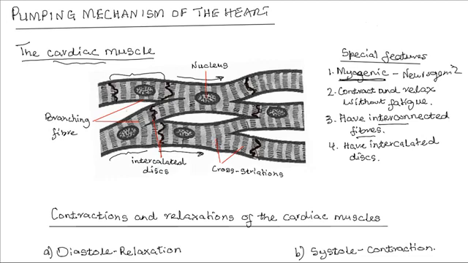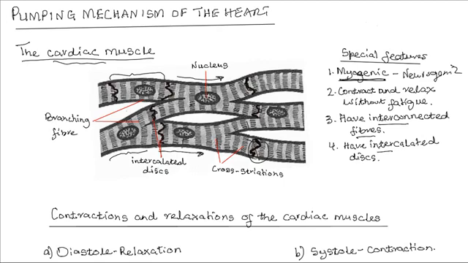Another special feature is the intercalated discs. The intercalated discs consist of membranes that help to rapidly transmit the electrical impulse from one muscle cell to the next. This way, the spread of contraction is very fast from the point of origin to the rest of the cardiac muscle mass. So the cardiac muscle is highly specialized to function throughout. Even when it is not connected to the nervous system, it will still continue to function.